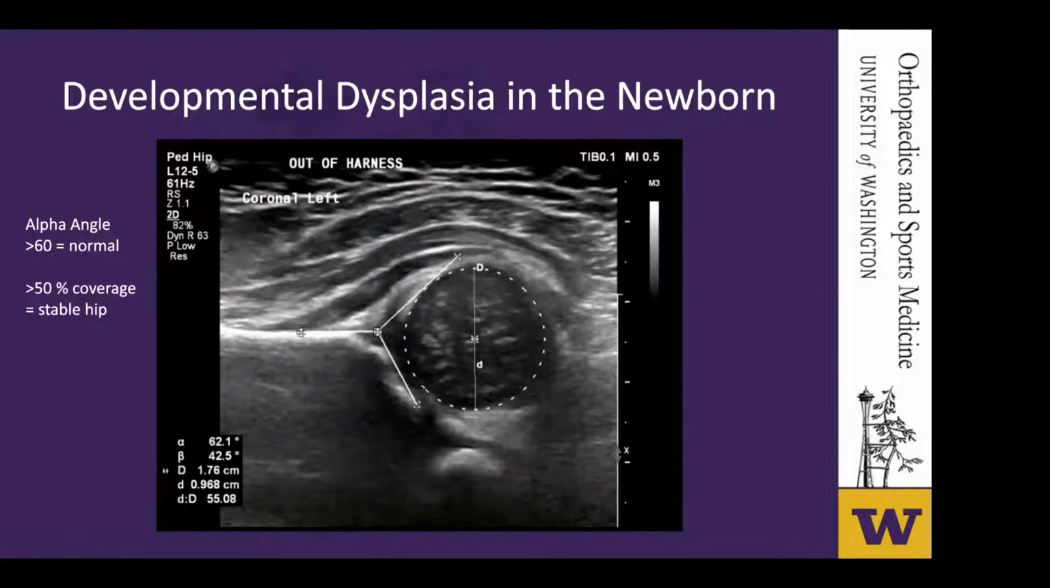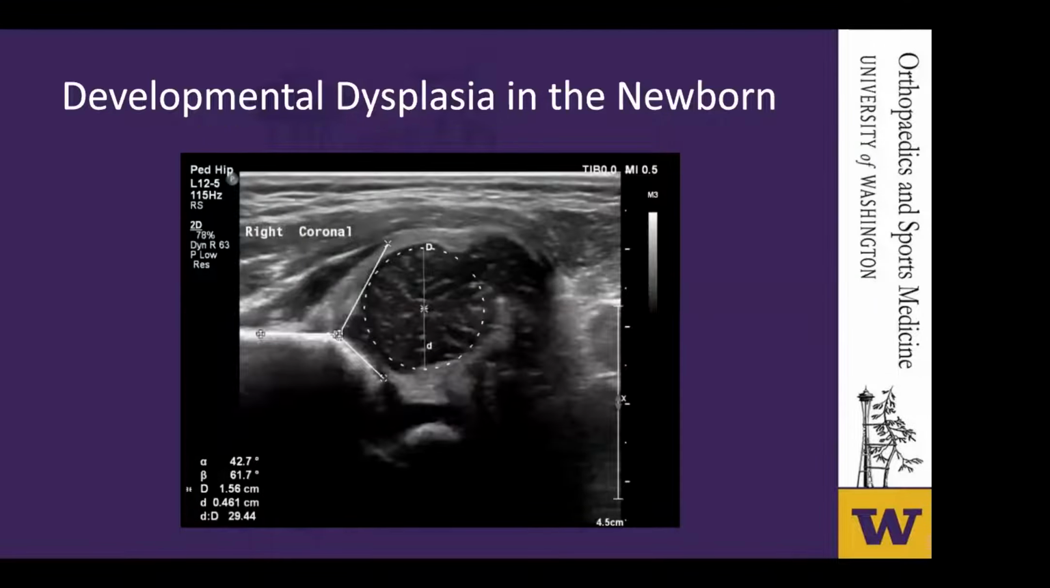Here we have a screening ultrasound of a normal newborn hip. The alpha angle measures acetabular inclination between a line drawn through the ischium here in red and a line drawn through the acetabular roof here in blue. Here our alpha angle measures 62 degrees. Anything over 60 degrees is considered normal. Additionally, we can assess the percent coverage of the femoral head by measuring the percentage of the femoral head diameter under our ischial line. Here it's 55%, and anything over 50% is considered normal.